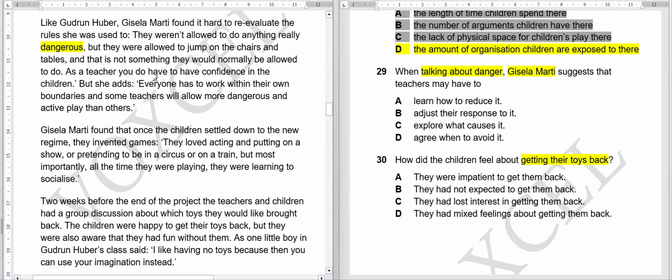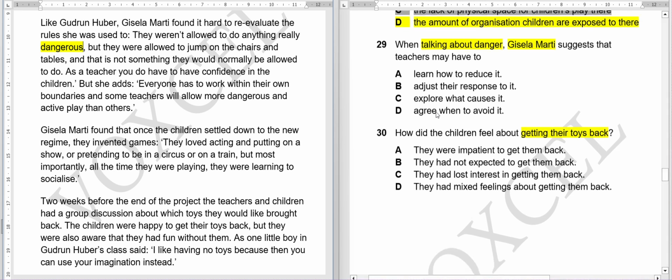"As a teacher you do have to have confidence in children, but she adds everyone has to work within their own boundaries, and some teachers will allow more dangerous and active play than others." So as a teacher you have to have confidence in children, otherwise you will not allow them to do anything in life or at school. And she adds that every teacher or every person has to work within their own boundaries, and some teachers will allow more dangerous play than others. Like for some teachers jumping on chairs is no big deal, but for others it can be a big deal if they have some past or bad experience with that type of thing. So it depends on the person.